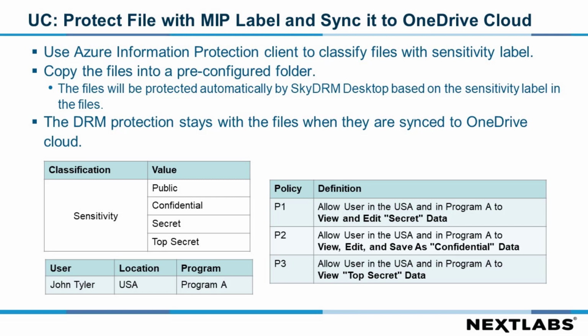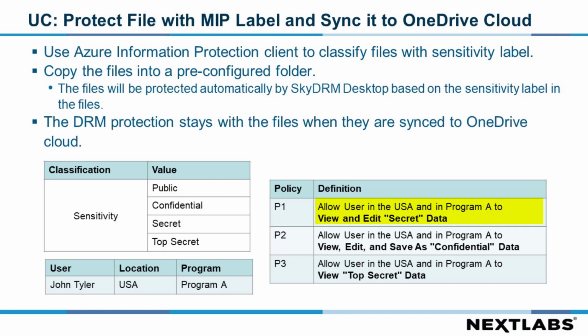The document classification sensitivity has 4 labels: public, confidential, secret, and top secret. User John Tyler is used in the demo. John Tyler is in USA and in Program A. 3 policies are created for the demo.